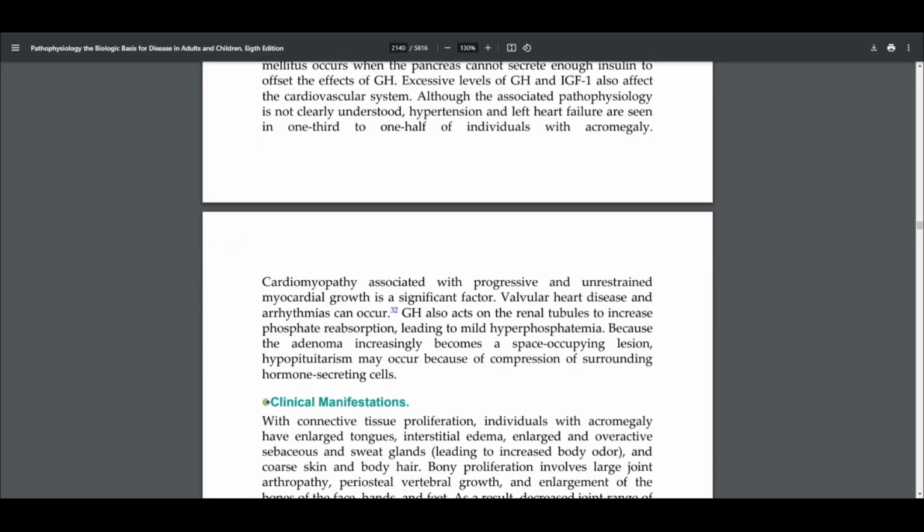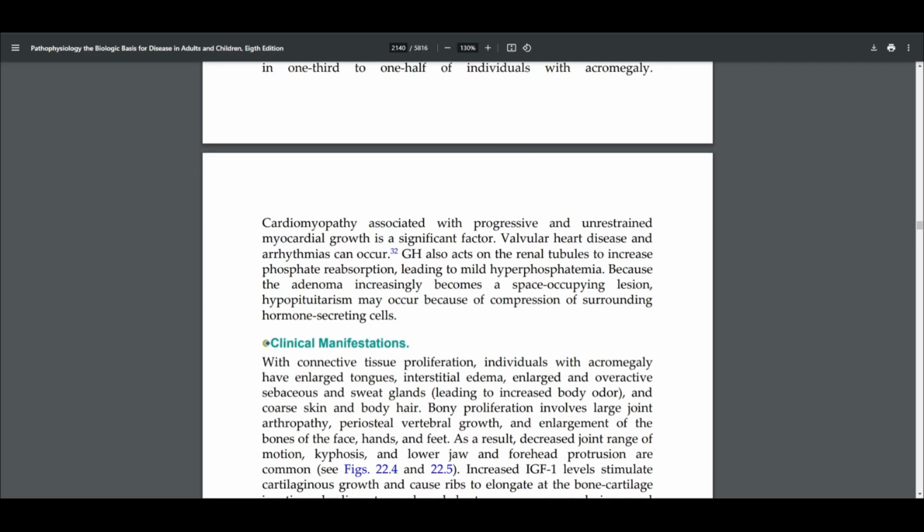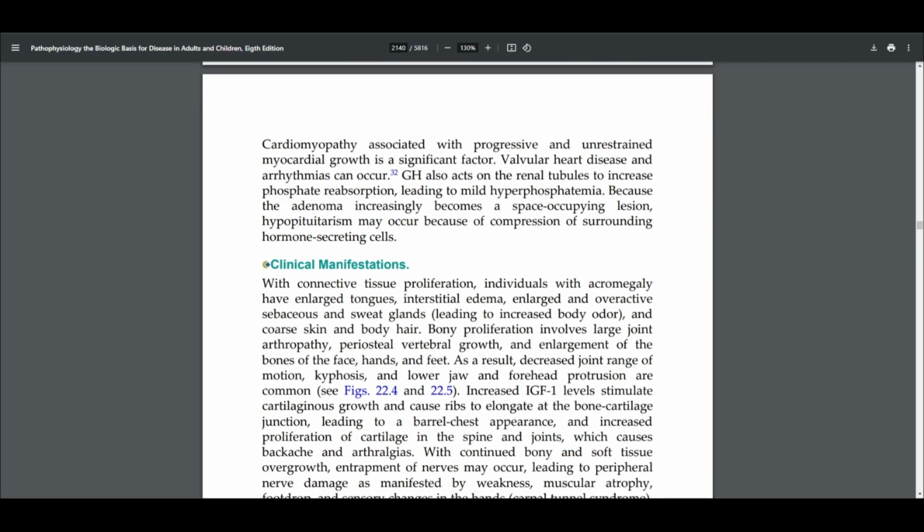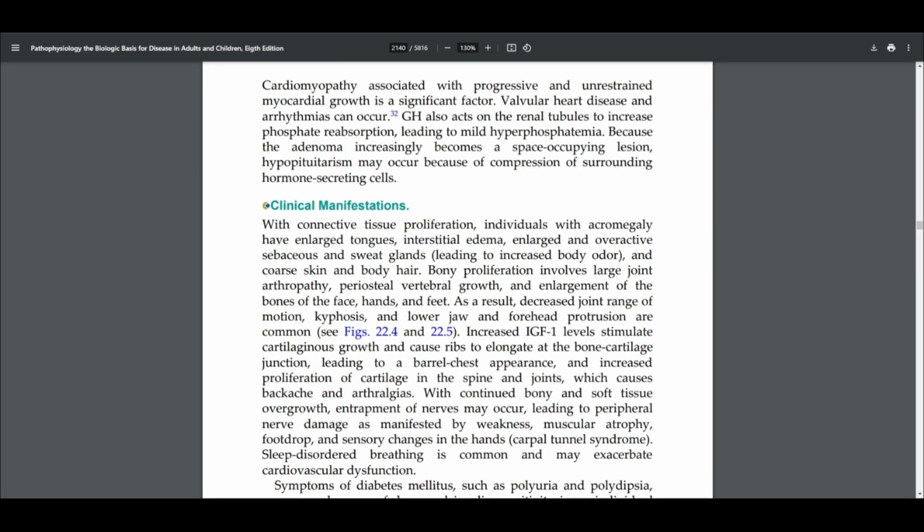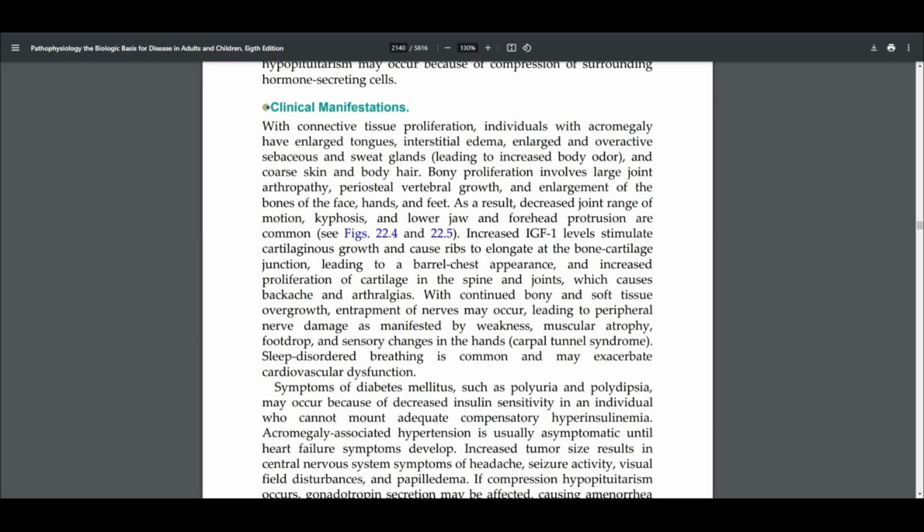Cardiomyopathy associated with progressive and unrestrained myocardial growth is a significant factor. Valvular heart disease and arrhythmias can occur. Your growth hormone also acts on the renal tubules to increase phosphate reabsorption, leading to mild hyperphosphatemia. Because the adenoma increasingly becomes a space-occupying lesion, hypopituitarism may occur because of compression of surrounding hormone-secreting cells.